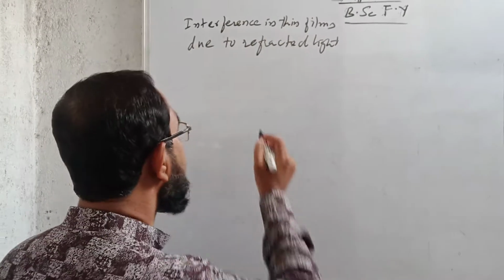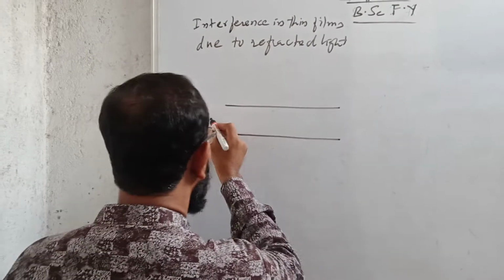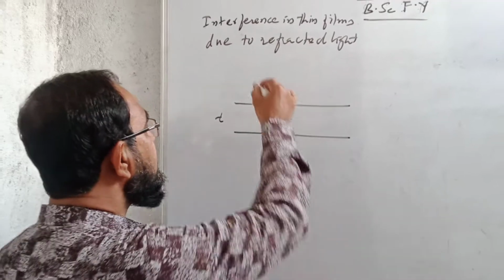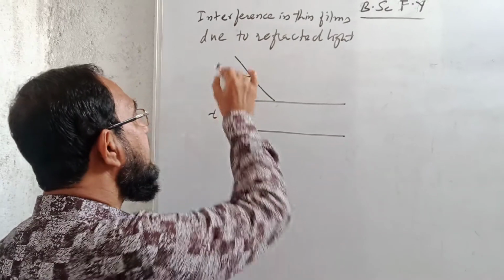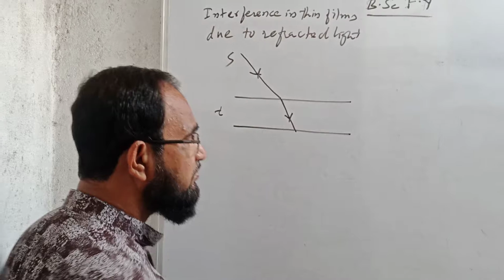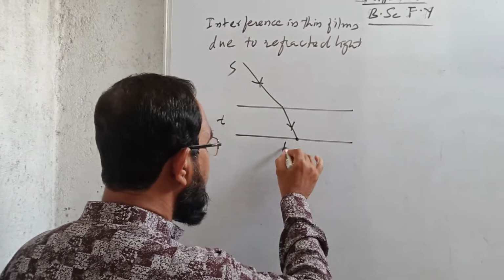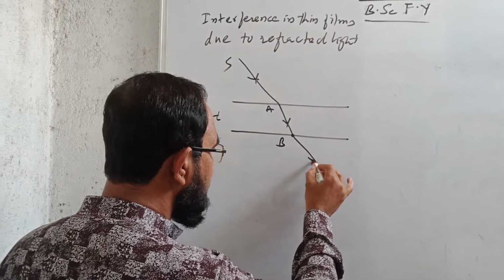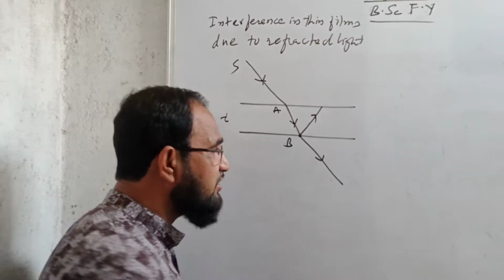So let us study here that this is a thin film of thickness t, with an upper surface and a lower surface. On this thin film, a ray of light is allowed to be incident. It is refracted in this medium, in the thin film, and then at this point B, this is the point A, this is the point B, partial refraction takes place. This is the emergent ray, and this is the internal reflection, that is the refracted ray.